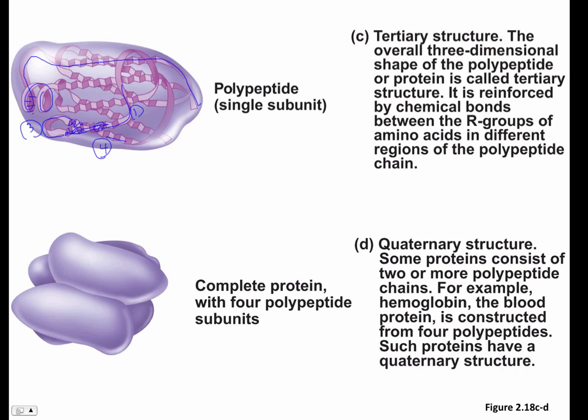Now, if you collectively put all those secondary structures together, all these alpha helices, these beta-pleated sheets, your primary structure, hydrophilic and hydrophobic interactions, this forms your tertiary structure. This is only from one polypeptide.